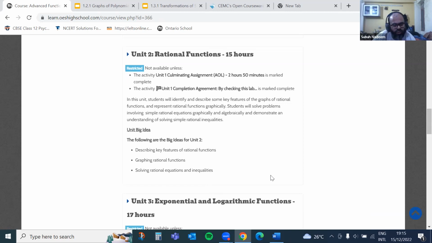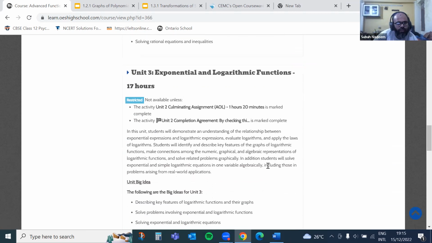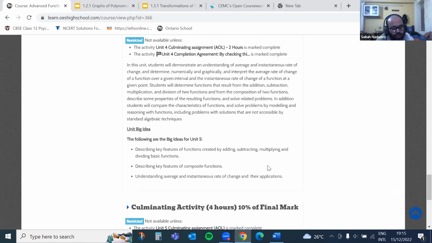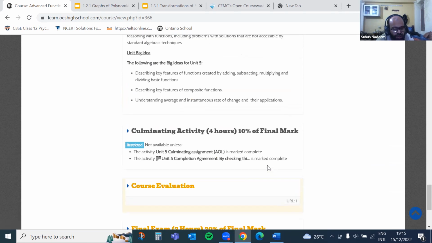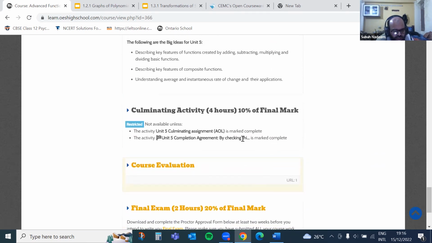Then unit two is your rational functions. Okay, fine, that has been forwarded to me. Then unit three is your exponential and logarithmic functions. That has been forwarded to me. Unit four is trigonometric functions. And unit five is your characteristics of functions. Okay. And then you have, I think that's it, sir. Okay, and this is for you to do, the culminating ones are for me.